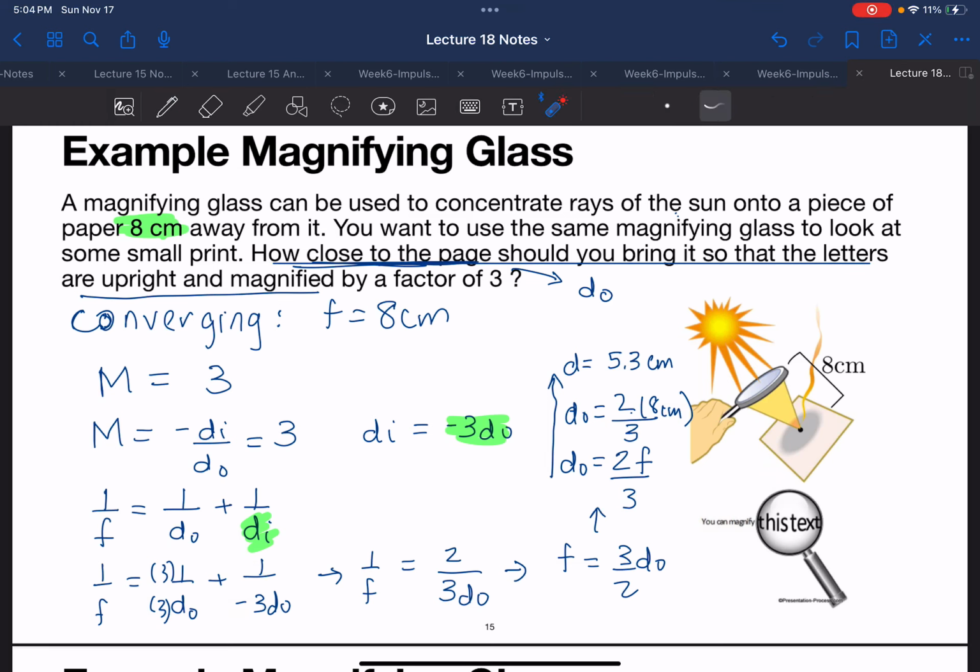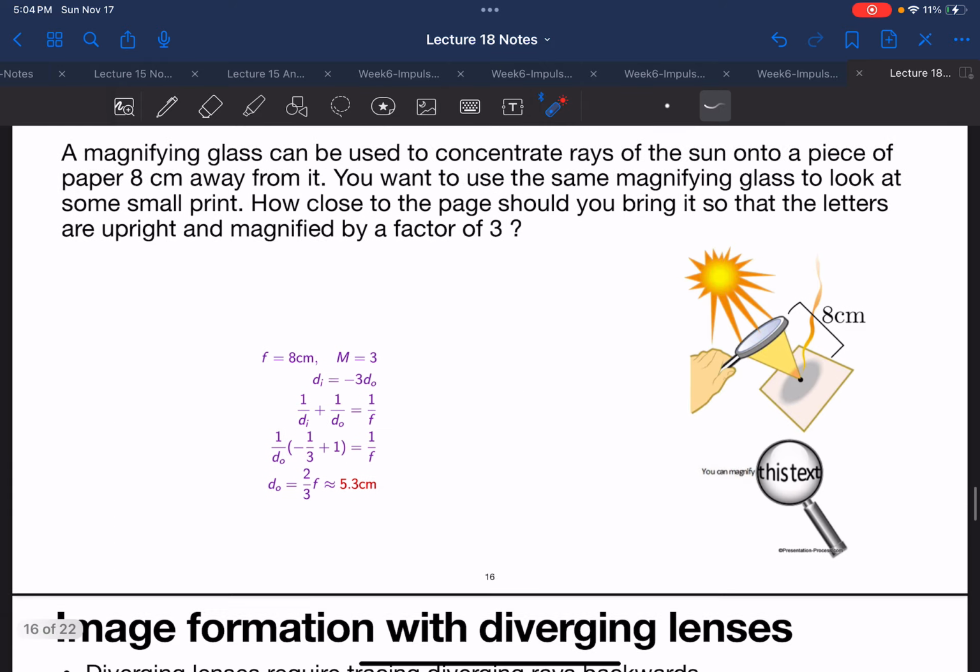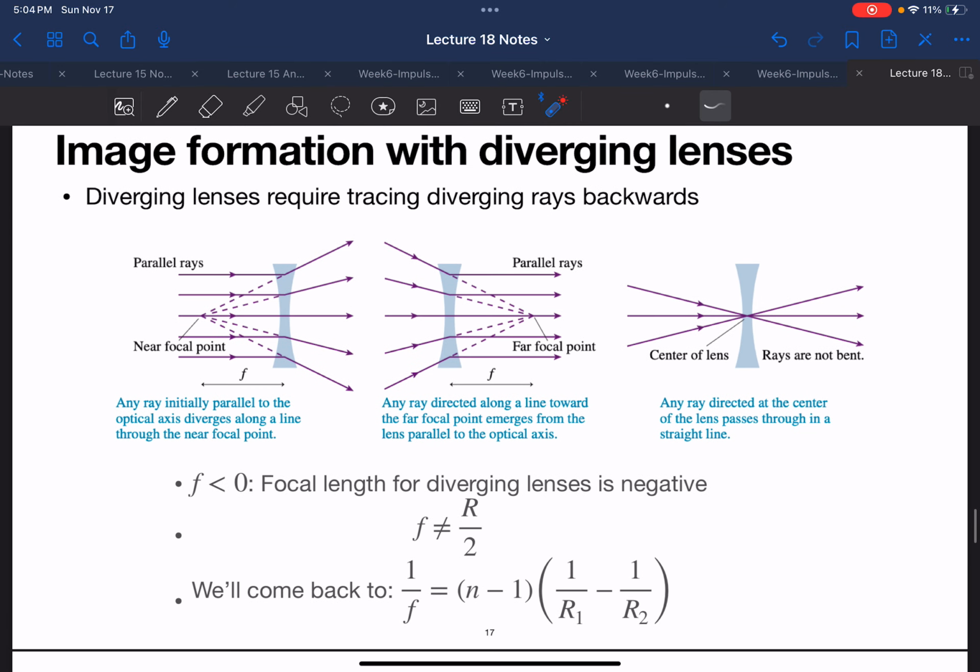In class on Friday, we left off with this example with the magnifying glass, and we didn't get to talk about the last few slides. So I'll post a video here going through those examples and slides. So the first thing here is image formation with diverging lenses.